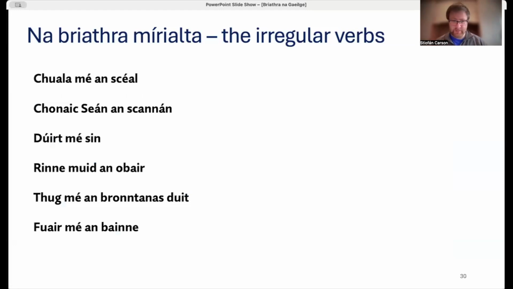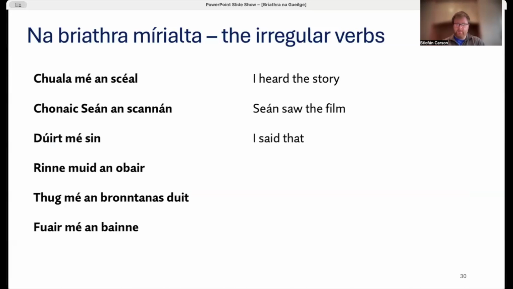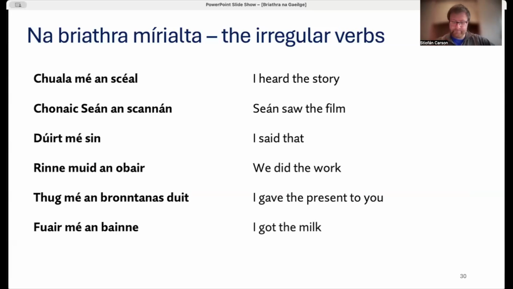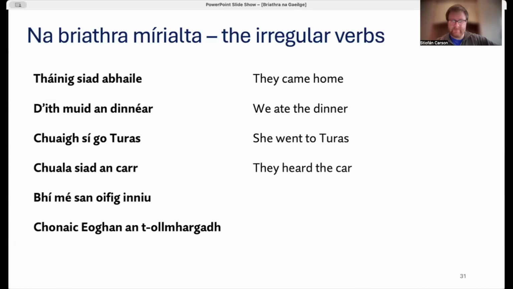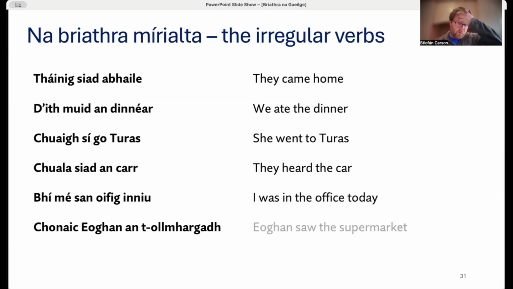Okay, so Hulla me and Scale, I heard the story. Honik Shan and Scannon. Shan saw the film. Dirch me Shin, I said that. Rinmudge and Ubber, we did the work. Hug me and Brontness Ditch, I gave the present to you. Fur me and Bonya, I got the milk. Honig Shadawala, they came home. Jeepmudge and Ginger, we ate the dinner. Hui she go Turris, she went to Turris. Hullashade and car, they heard the car. V me signific knew, I was in the office today. Honik Owen and Tulwaragu, Owen saw the supermarket.